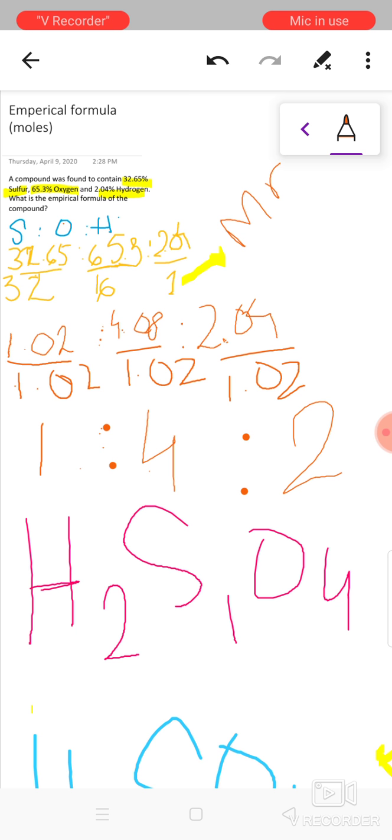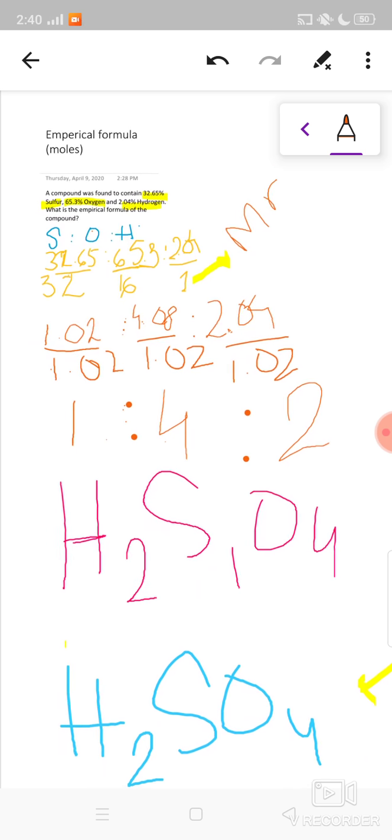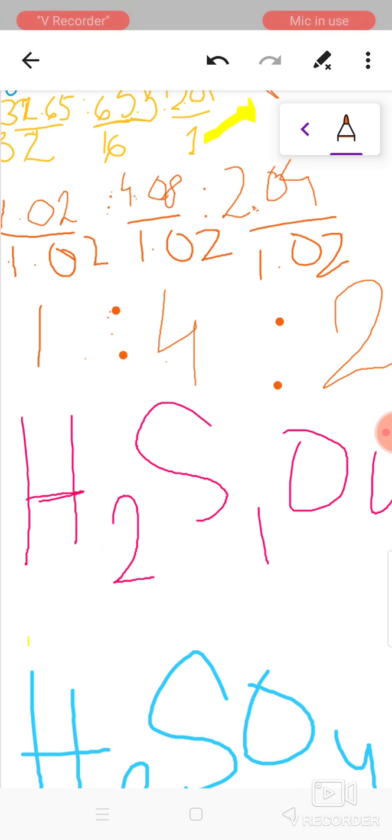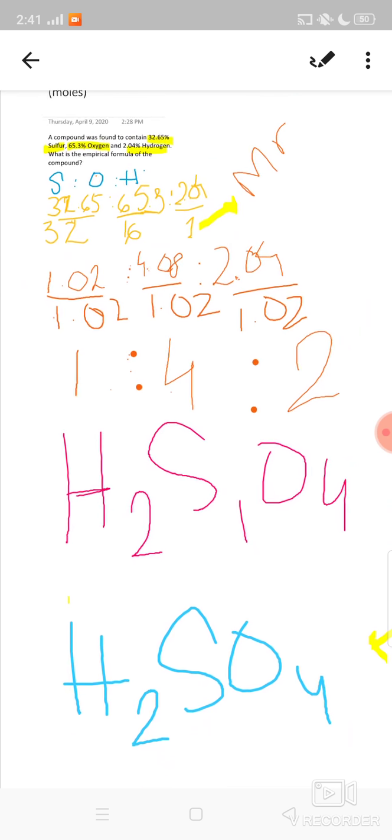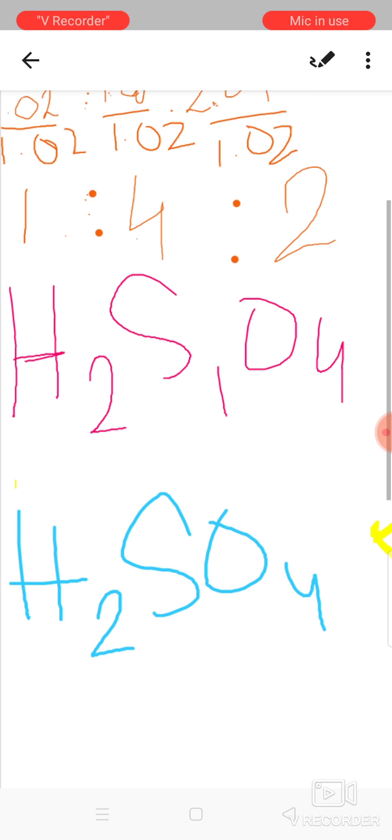Then we use this in the formula H2S1O4. We usually write it in this sequence, putting hydrogen first because it's a metal and non-metal pair. This is a different topic; if you want me to, I will revise it and explain it to you guys. That's not an issue at all. And if we come to H2SO4, this is the final formula. Why did I remove the 1? Because 1 is not necessary to mention.